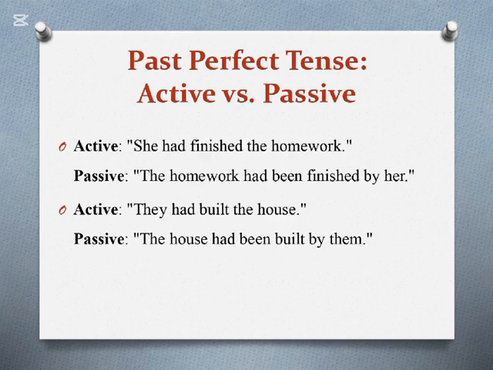Past perfect tense, active versus passive. Active: She had finished the homework. Passive: The homework had been finished by her. Active: They had built the house. Passive: The house had been built by them.